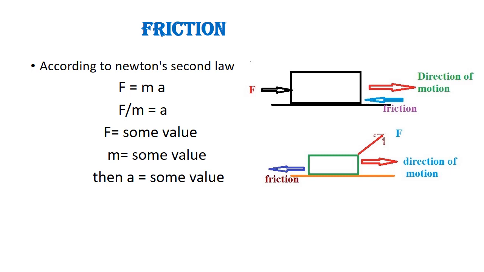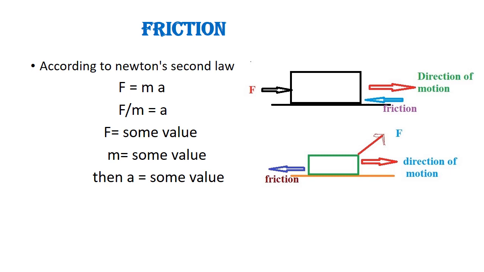But as per Newton's second law of motion, which states that if a certain amount of force is applied on any body with a certain mass m, there must be some sort of acceleration produced in the body. So we can say the equation force is equal to mass into acceleration, and force by mass is equal to acceleration. That means there should be some sort of acceleration in the body. But in the first case, we are observing that the acceleration in the body is zero.